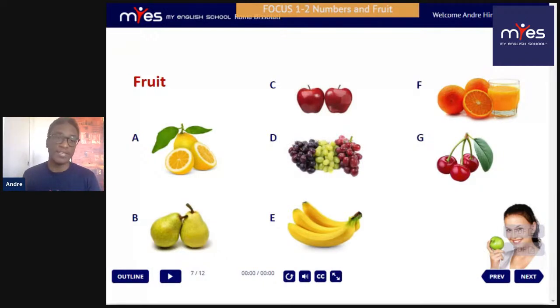So we have D, some grapes. So there are some grapes. E, got another plural. We've got 3. There are 3 bananas. For F, you can say also some oranges.